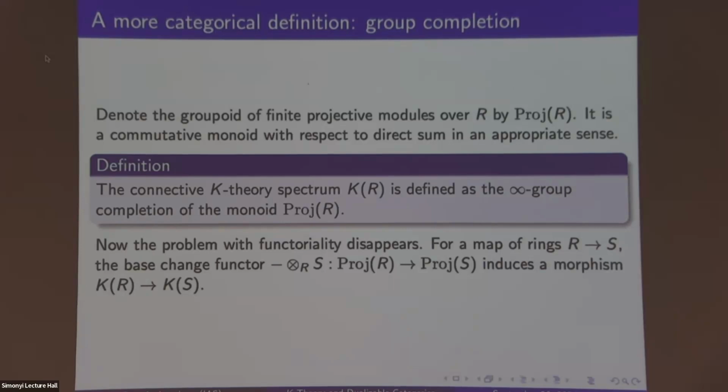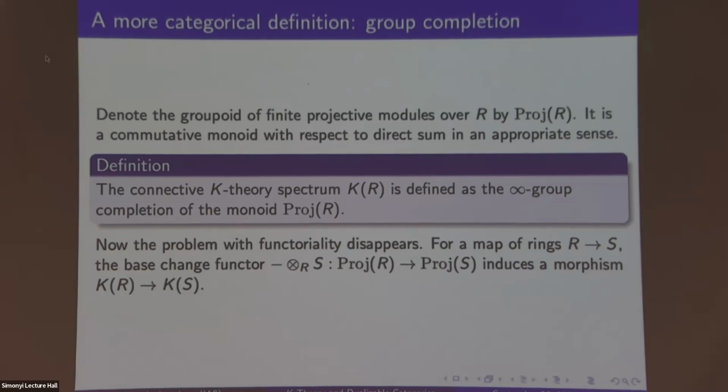So now I want to give the following definition. I want to make an analogous definition to K0, but now I want to use some sort of topological machinery that I hide. And so now I say the connective K-theory spectrum, K of R, is defined as the infinity group completion of the monoid proj R.